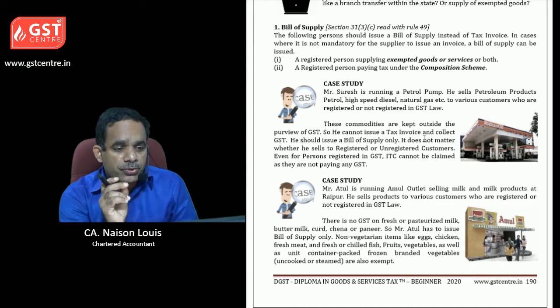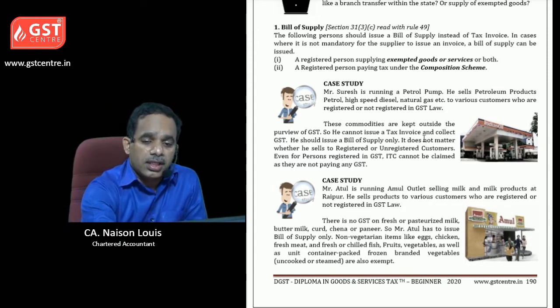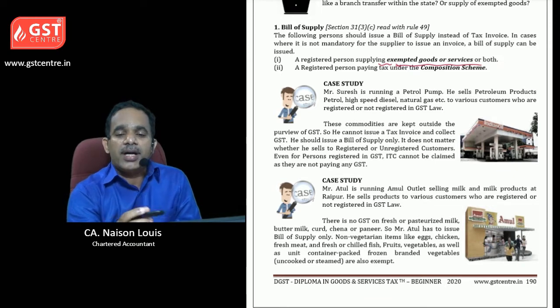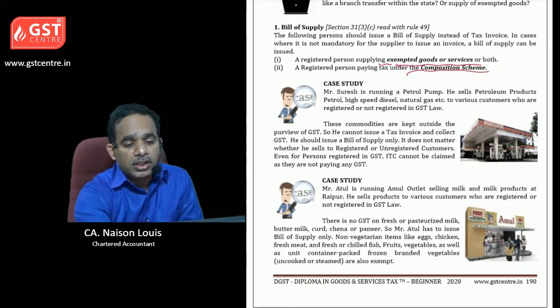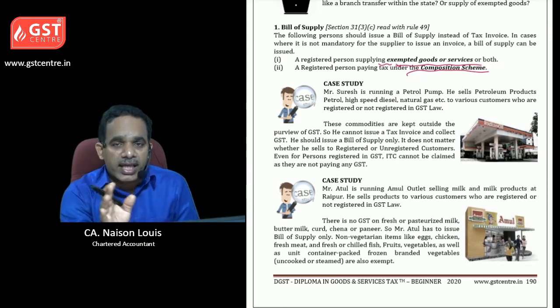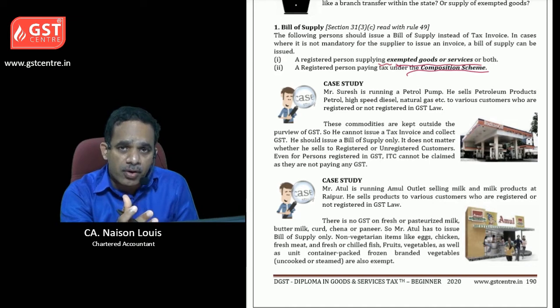The following persons should issue a bill of supply instead of a tax invoice. It includes a registered person supplying exempted goods or services, or both. Then a registered person paying tax under the composition scheme. In both these scenarios, they cannot issue a tax invoice. They should issue a bill of supply, and the bill of supply will not include rate of tax, tax amount, etc. It is without tax.